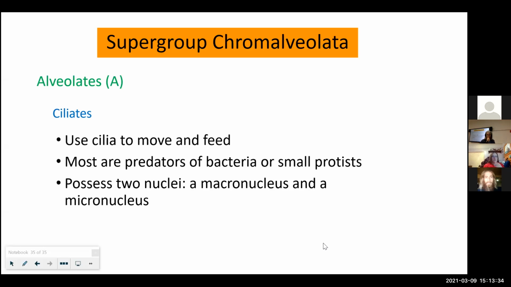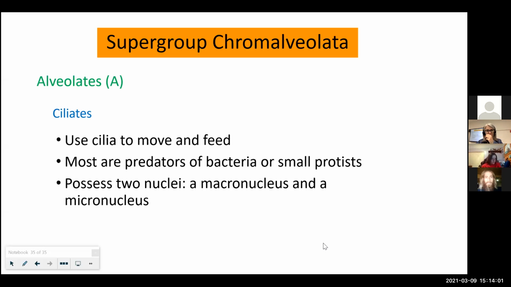Another group of alveolates, the third group of alveolates, and the last one that we'll talk about today, are ciliates. So ciliates have cilia. It's very, very easy. Cilia, if you don't remember what those are, you might have to go back to Bio 181, are those little structural projections of the plasma membrane that are used for various different things. In this group of organisms, they're used both for movement and to feed.